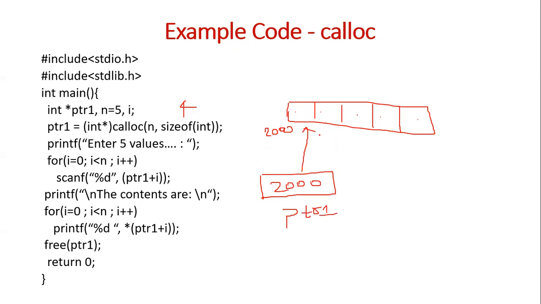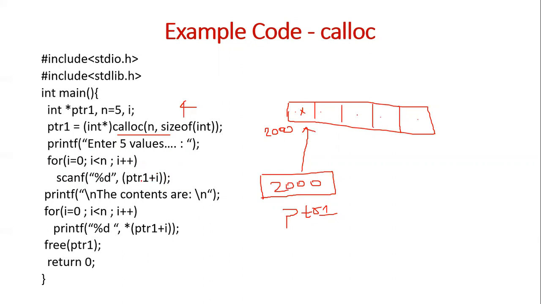Now how to read the values and display? It's very similar to malloc. There is no difference, only the syntax changes. So ask the user to enter 5 values. Then for i equal to 0, i less than n, i plus plus, scanf("%d", ptr1 + i). The explanation is very similar. ptr1 is 2000, so i is 0, which means the first value will go to 2000.